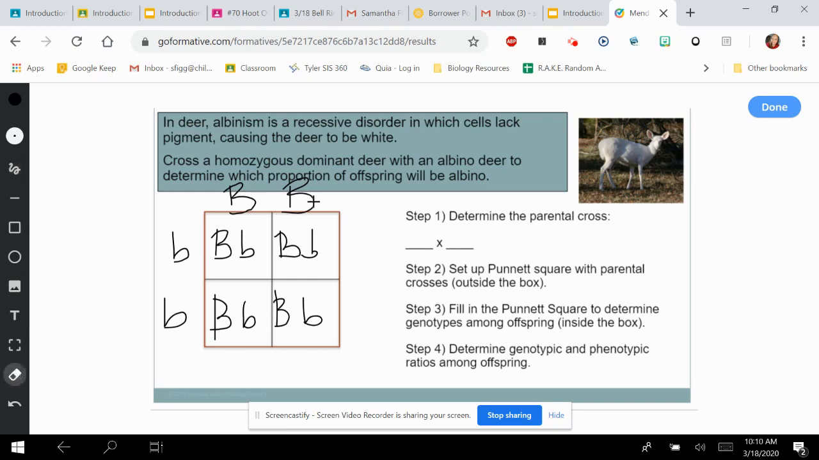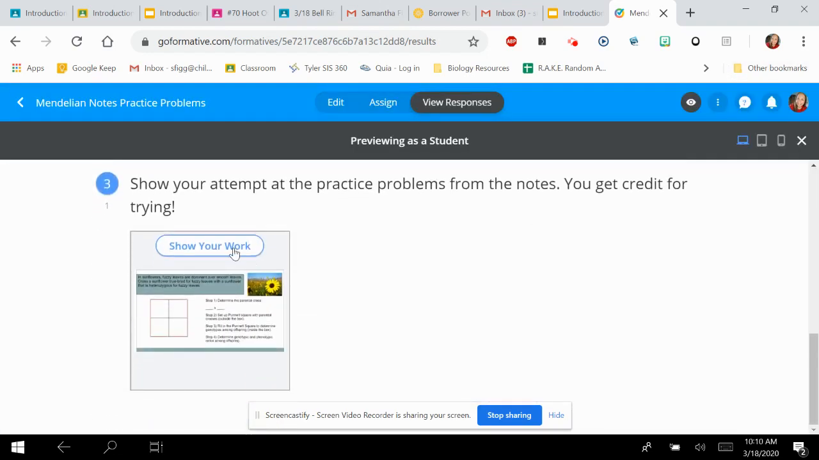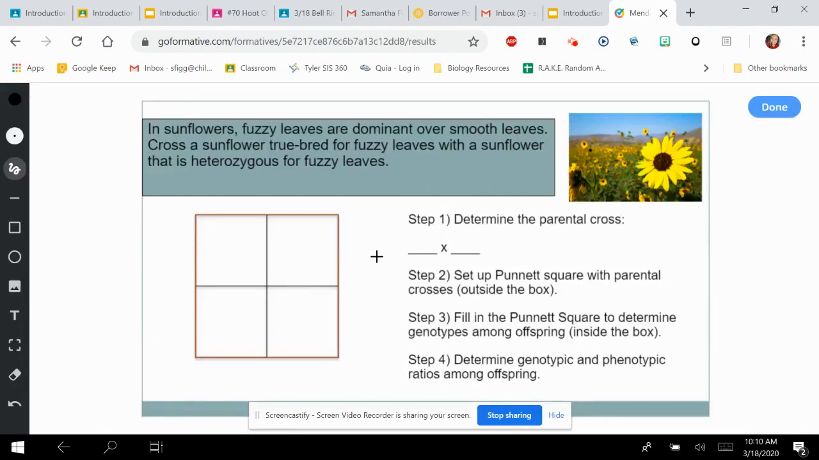All right, let's run the last one and get this erased. And then the last one says, in sunflowers, fuzzy leaves are dominant over smooth leaves. Cross a sunflower true bred for fuzzy leaves with a sunflower that is heterozygous for fuzzy leaves. So true bred means that it will only ever produce fuzzy leaves, and fuzzy leaves are dominant. So that means, I'm going to use F's again because fuzzy is dominant.